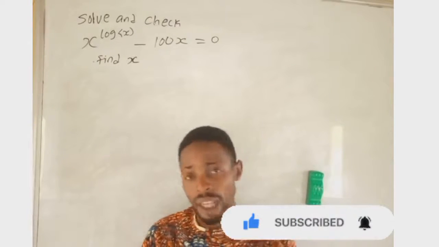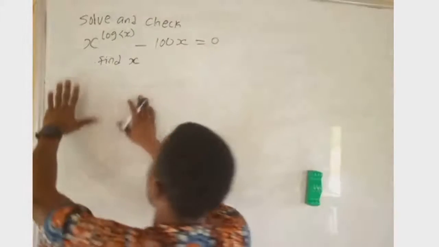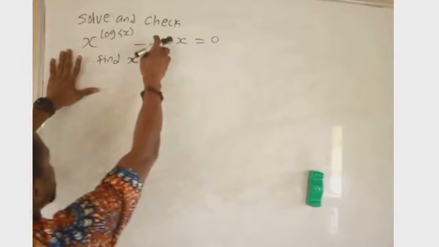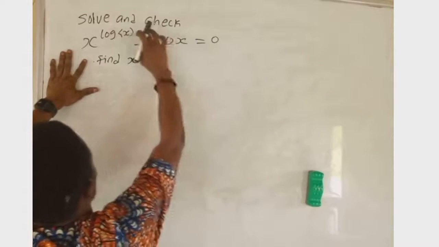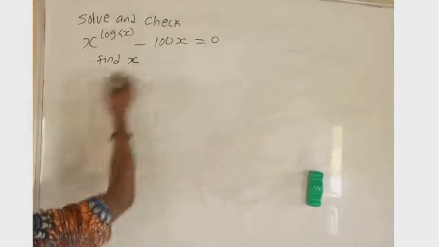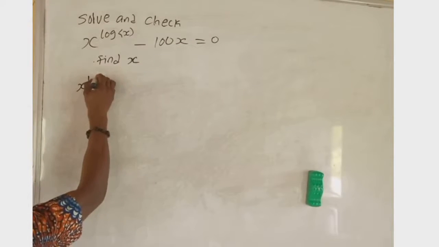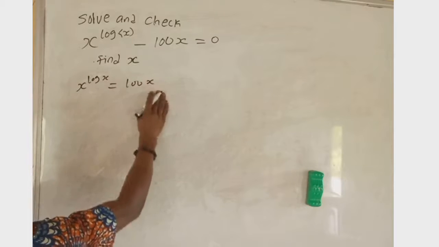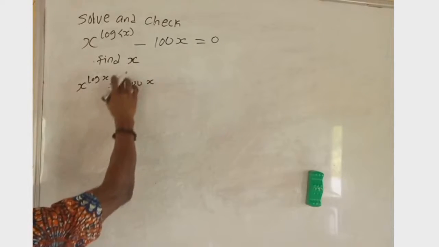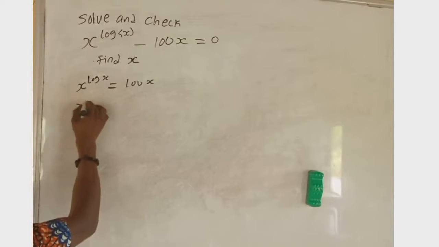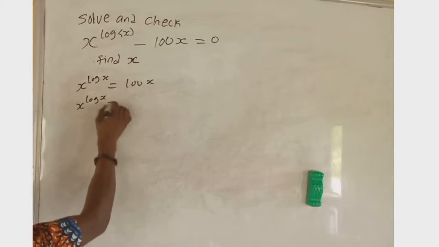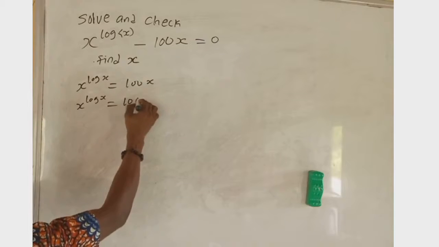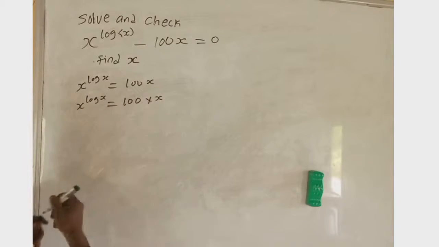So let's go. How can you solve this question? The first thing to do here is to take this one to the other side. When we take it to the other side, we have s to the power log of s equal to 100s. And this right-hand side can be expressed as s to the power log s is equal to 100 times s.